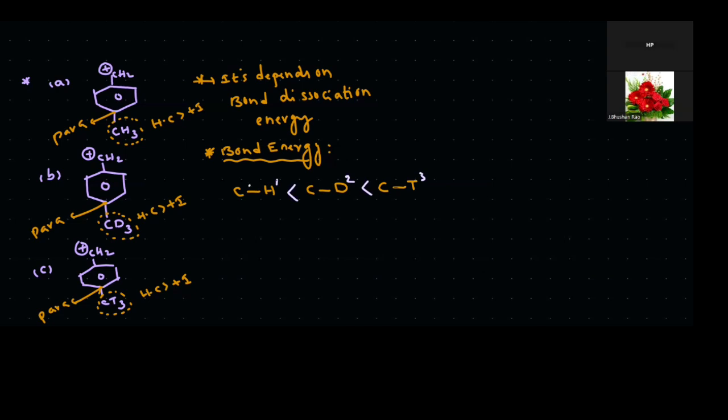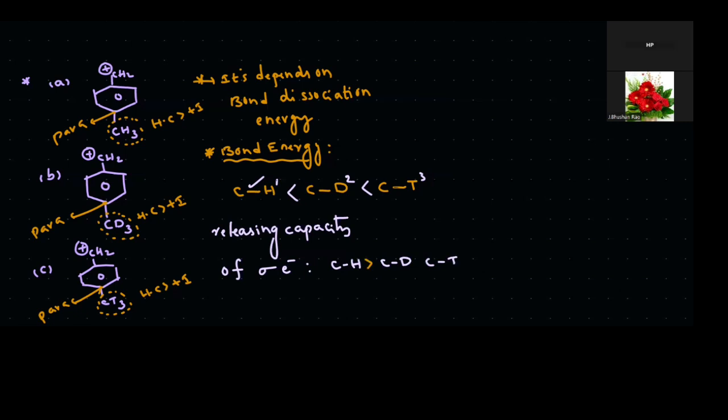Now, if more bond energy is required, that one releases the sigma electrons less easily. So the releasing capacity of sigma electrons: which one is more? Carbon hydrogen is greater than carbon deuterium, which is greater than carbon tritium. So this one more effectively releases the electrons.